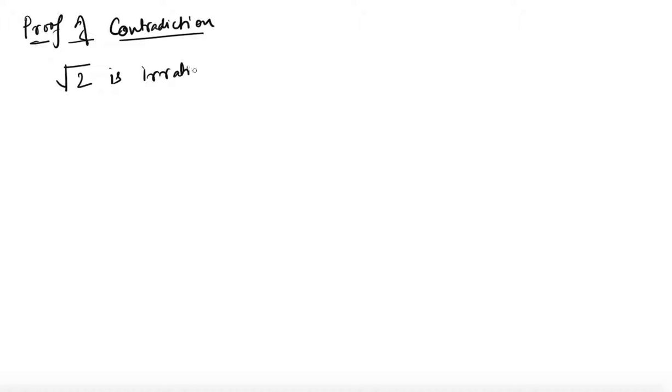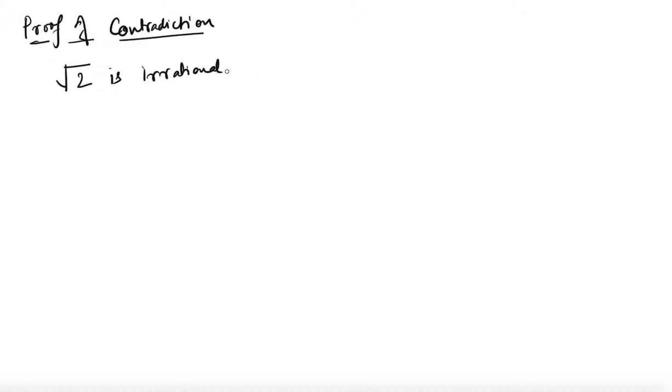Hey, so in this video, we'll be seeing the proof of contradiction. What is the proof of contradiction? Say, if I need to prove that, for example, root 2 is irrational, how will I prove it?